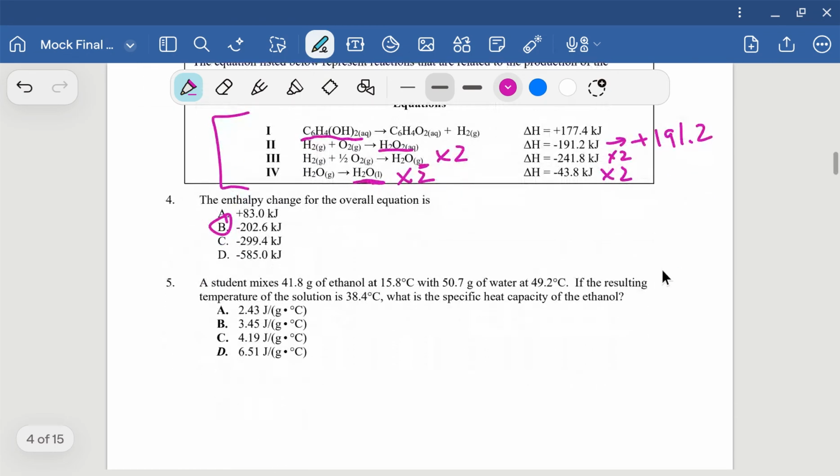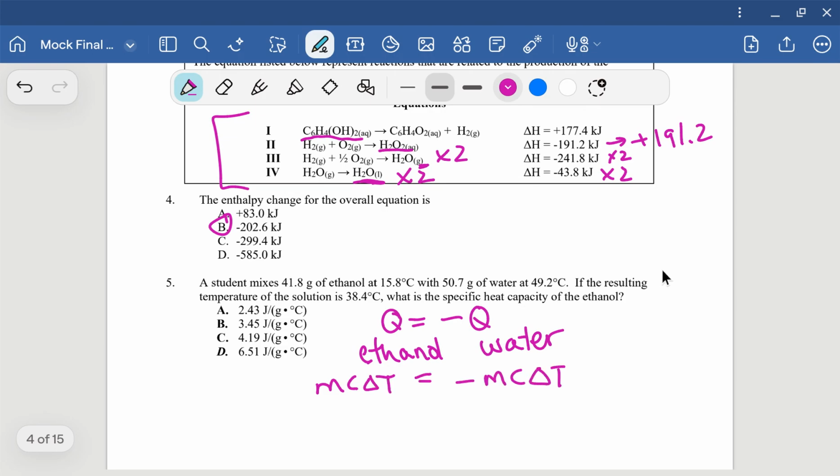This next one is about mixing ethanol with water and about the temperature, and then asking for the specific heat capacity of ethanol. This one I feel like is a little bit harder to figure out where to start, but this is going to be a Q equals negative Q question, where we can say that one side of the reaction is ethanol, and then energy lost or gained from ethanol will go into the energy lost or gained from the water. So we can expand each of those out to be mcΔT equals negative mcΔT. And we would be finding the specific heat capacity of ethanol.